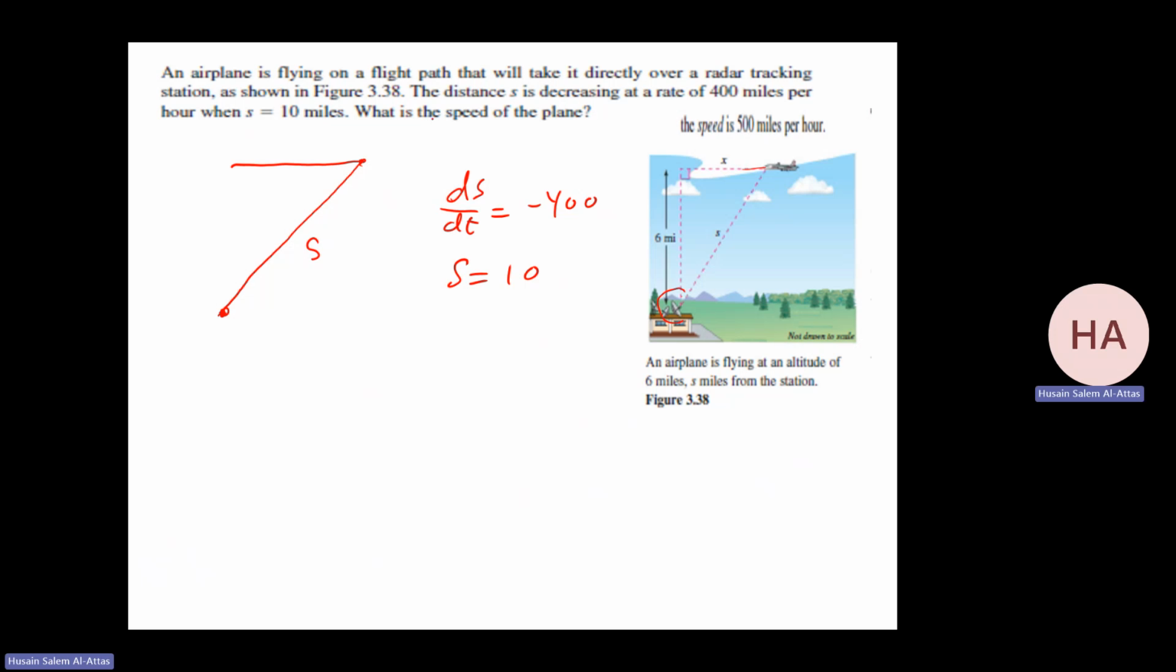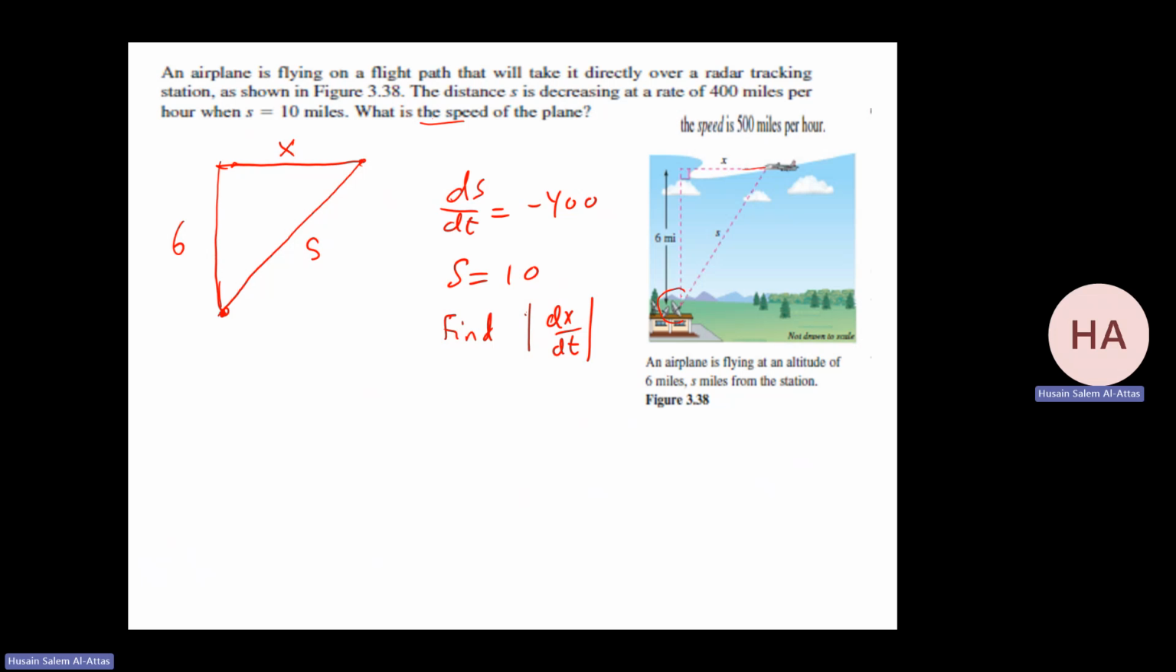He wants the speed of the plane. And by the way, this distance is 6. You want to find the speed, it means what? Let me call this x, as in the figure. So I need to find dx by dt, but he needs the speed, so I need the absolute value of that.